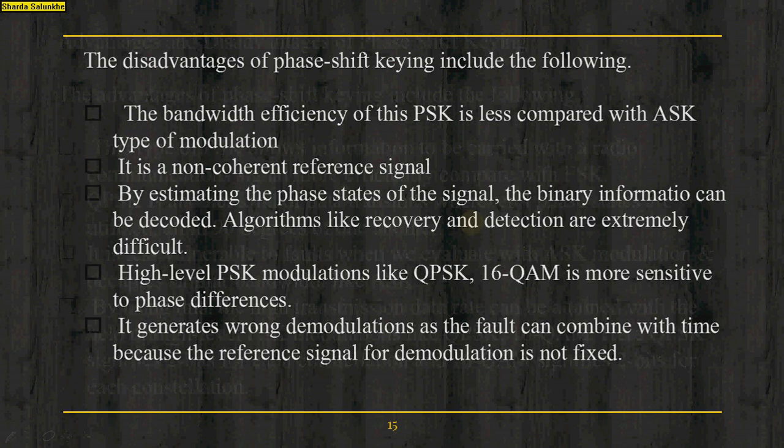Disadvantages: the bandwidth efficiency of this PSK is less compared with the ASK type of modulation. It is a non-coherent reference signal. By estimating the phase states of the signal, the binary information can be decoded, but algorithms like recovery and detection are extremely difficult. High level PSK modulation like QPSK and 16QAM is more sensitive to the phase difference, and it generates wrong demodulation as a fault can combine with time, because the reference signal for the demodulation is not fixed.